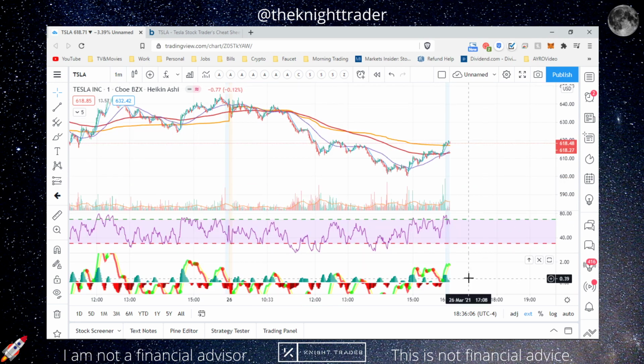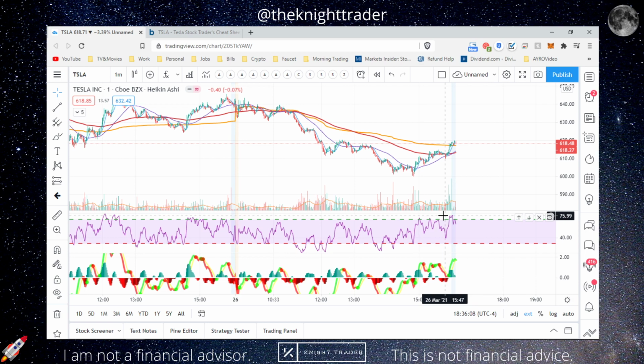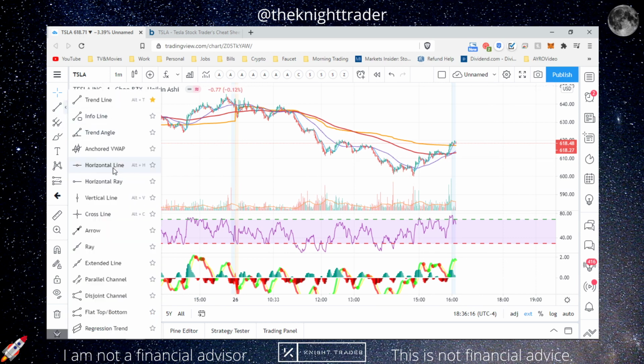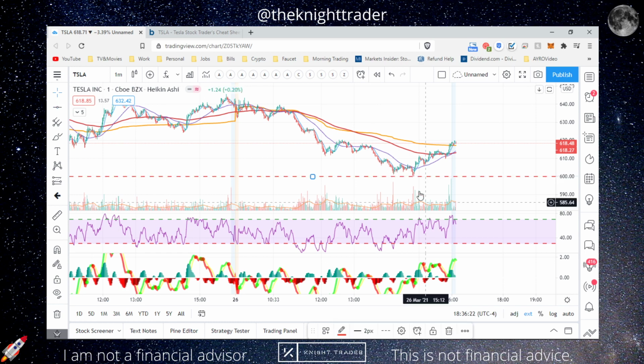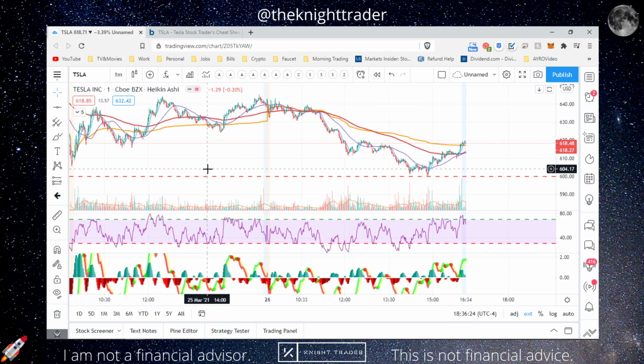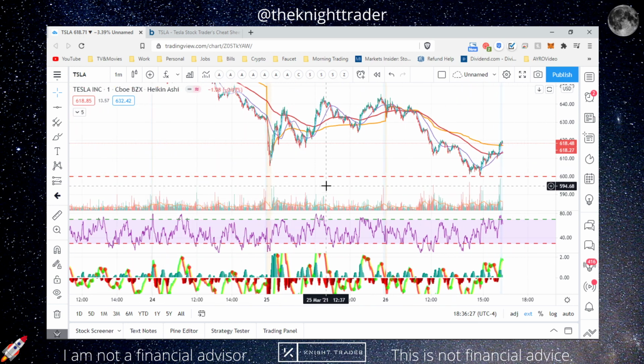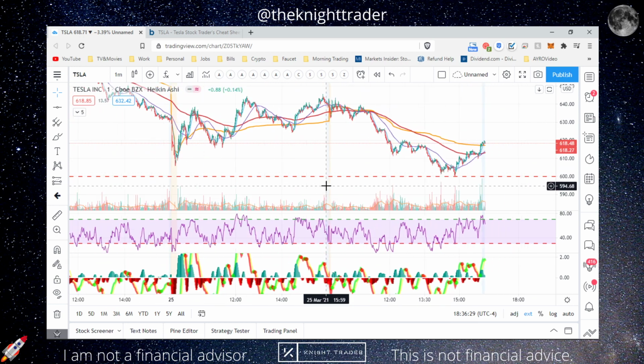All right, so we have our MACD here, we have our RSI, and this is where we were in after hours. We made a little bit of a bottom. Let me get a horizontal line. I believe it hit 599.88, so we'll just put a red line there. So that's our local bottom for right now.